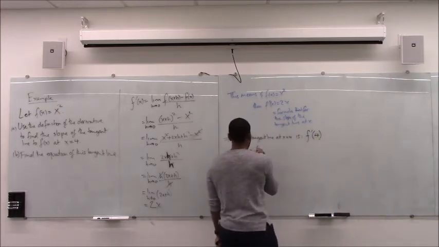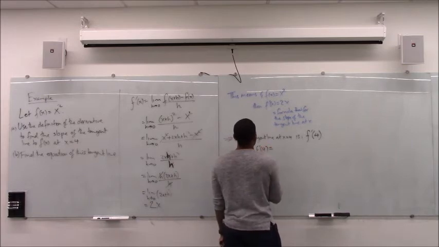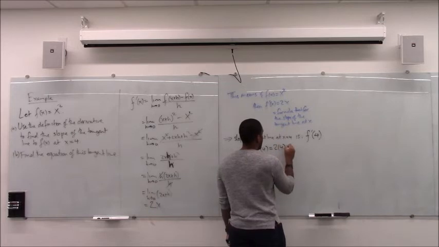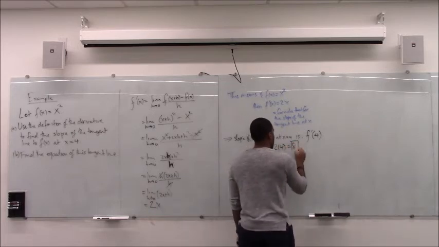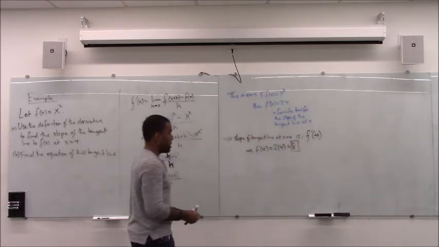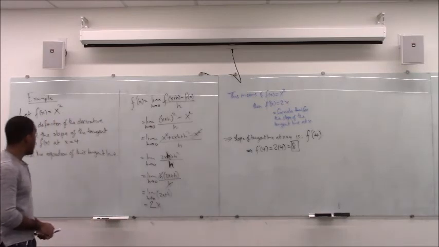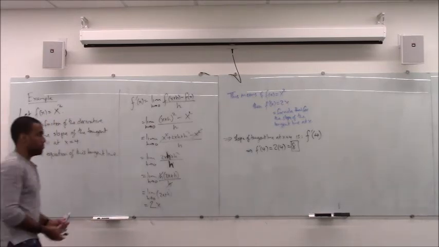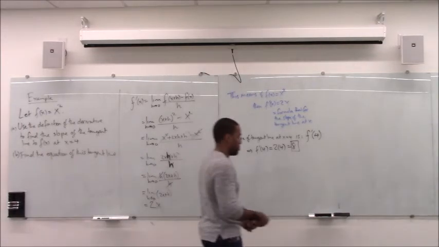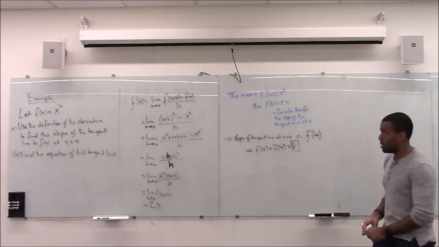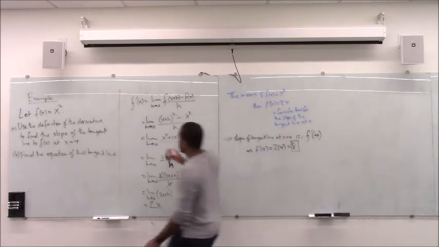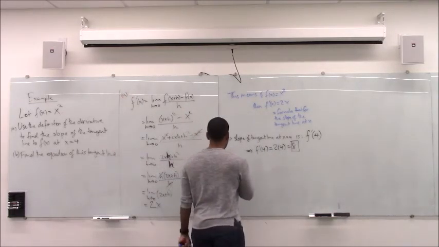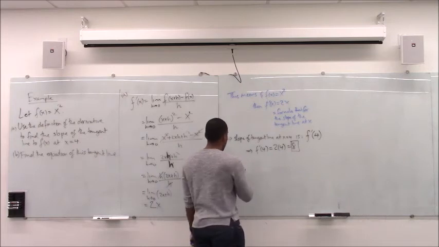Now, f prime of 4 is going to be what? 8. Well, it's 2 times 4, which is 8. So 8 is going to be the answer to part A. The slope of the tangent line at x equals 4 is 8. That's part A. Okay, B. Now I want to find the equation of the tangent line.